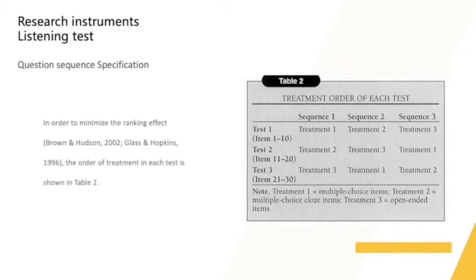In order to minimize the ranking effect, the order of treatment in each test is shown in table 2. In the table, we can see that test 1, 2, and 3 follow a different sequence of each treatment.